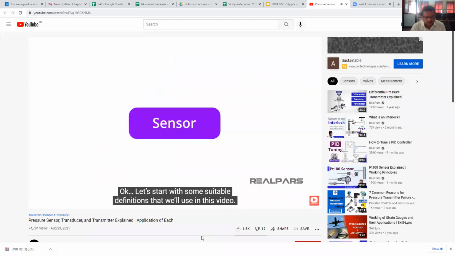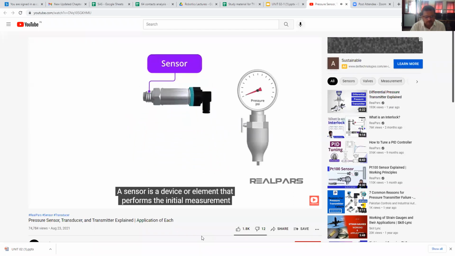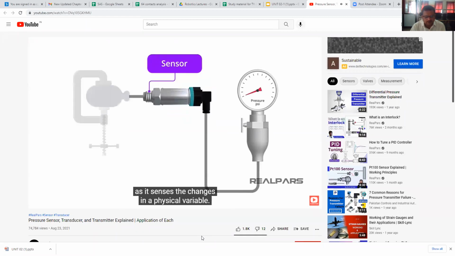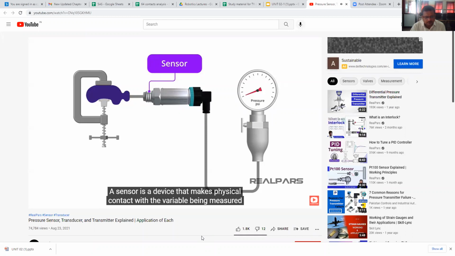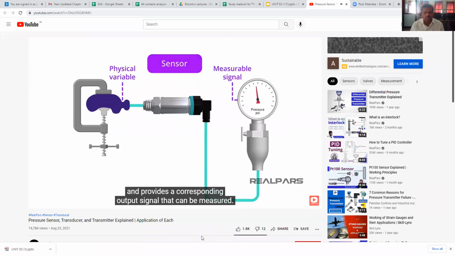Okay, let's start with some suitable definitions that we'll use in this video. A sensor is a device or element that performs the initial measurement as it senses the changes in a physical variable. A sensor is a device that makes physical contact with the variable being measured and detects changes and provides a corresponding output signal that can be measured.